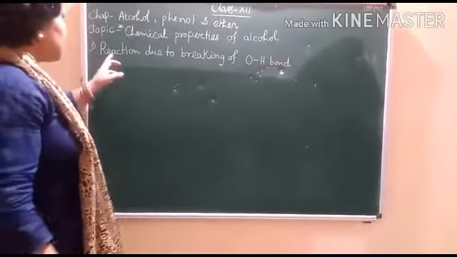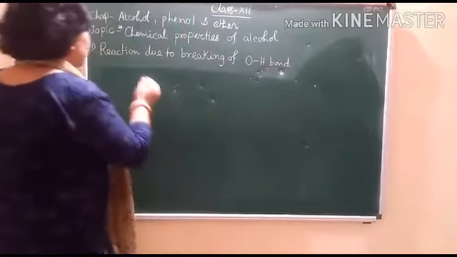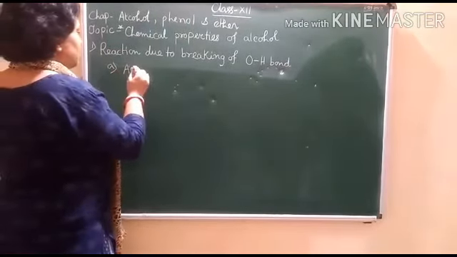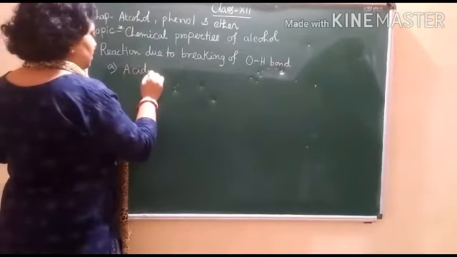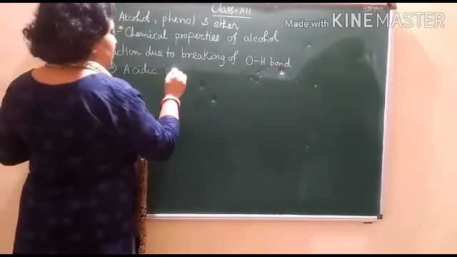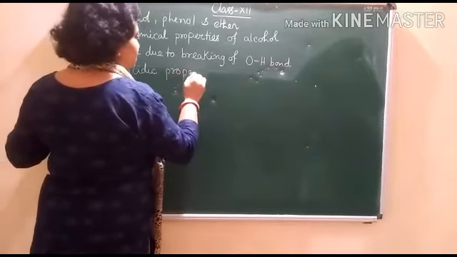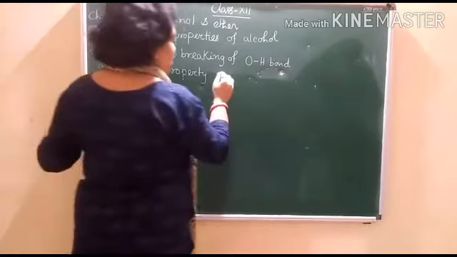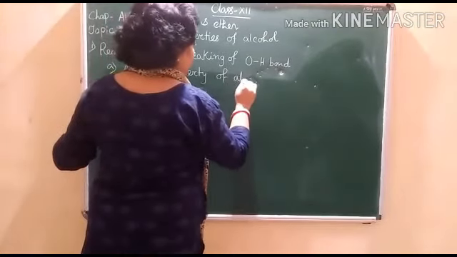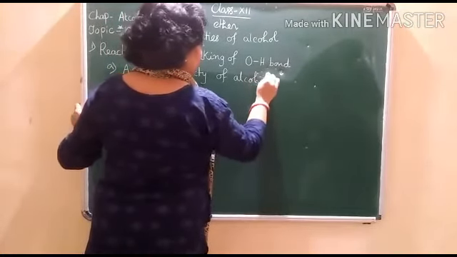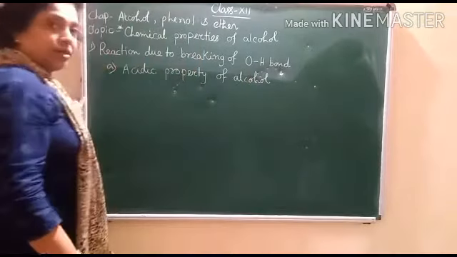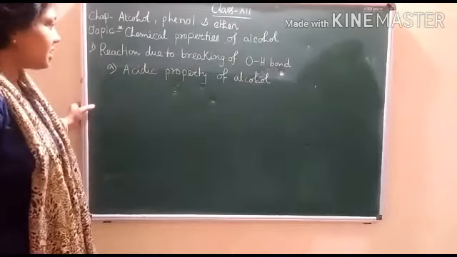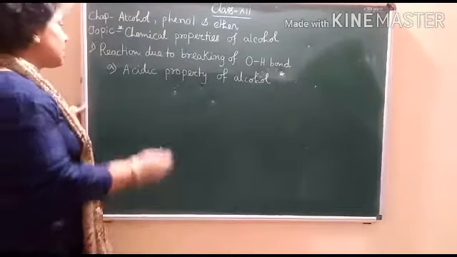Okay, first is the reaction due to breaking of the OH bond. We will do the first property first, that is the acidic property of alcohol. Now, by which terms can we say that it has some acidic property?